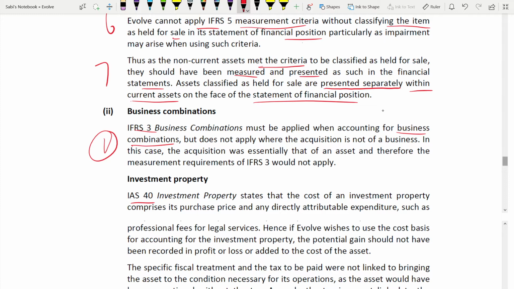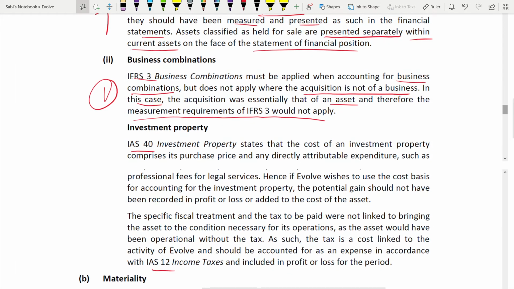But this does not apply when the acquisition is not of a business. When you're just buying an asset, then you cannot use IFRS 3. In this case, you are linking to this case. The acquisition was essentially that of an asset. You are buying an asset, not a business, because it's an investment property that you are buying. Therefore, the measurement of IFRS 3 would not apply. Just 1 point, that's it. 1 mark. You cannot use IFRS 3 because this is not a business, this is an asset. Now we are moving towards asset, investment property.